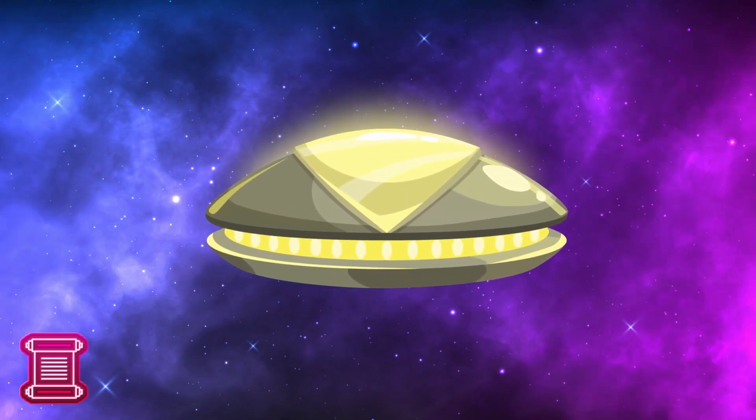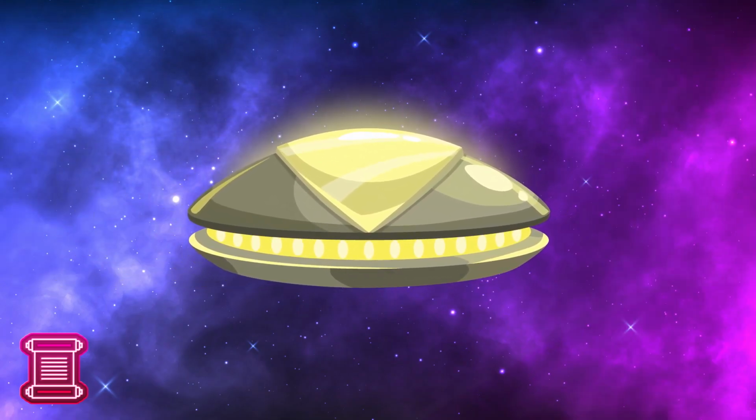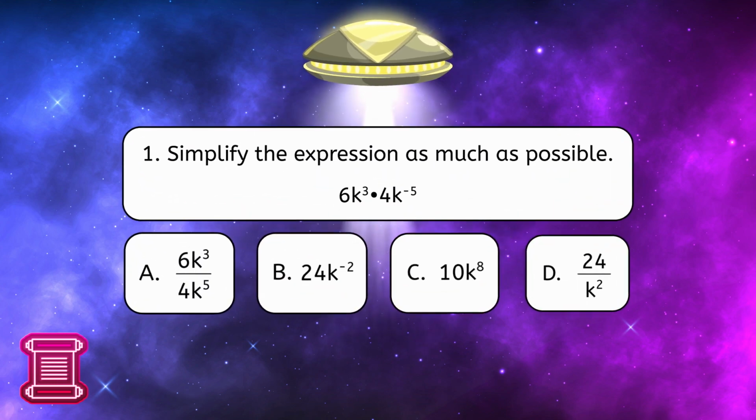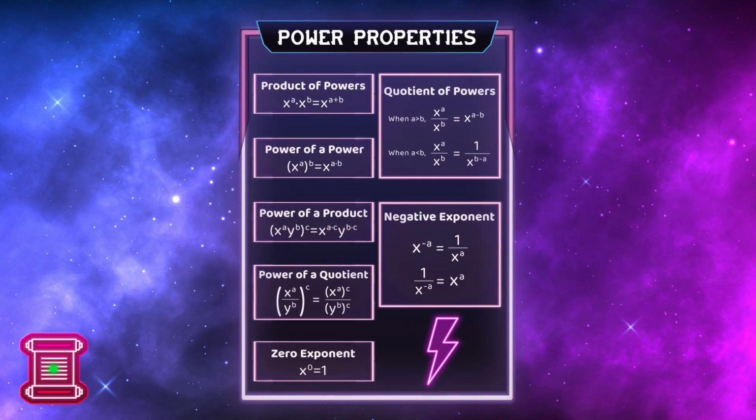Aliens? I didn't know there'd be aliens. We've got to simplify the expression 6k cubed times 4k to the power of -5. What's this scroll thing down here? Oh yeah, it's the property inventory tool we unlocked in level 5. This is definitely gonna come in handy. Make sure you have your property inventory sheet close by as well, so you can reference it even if this tool isn't open on screen.